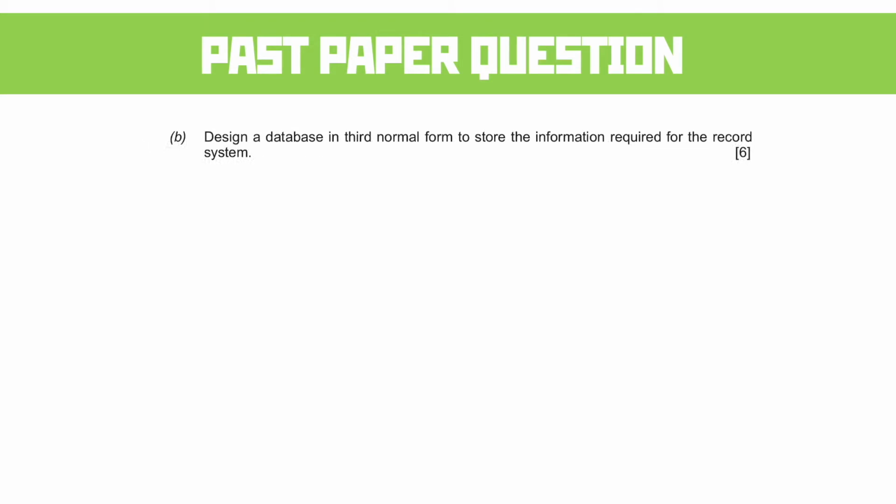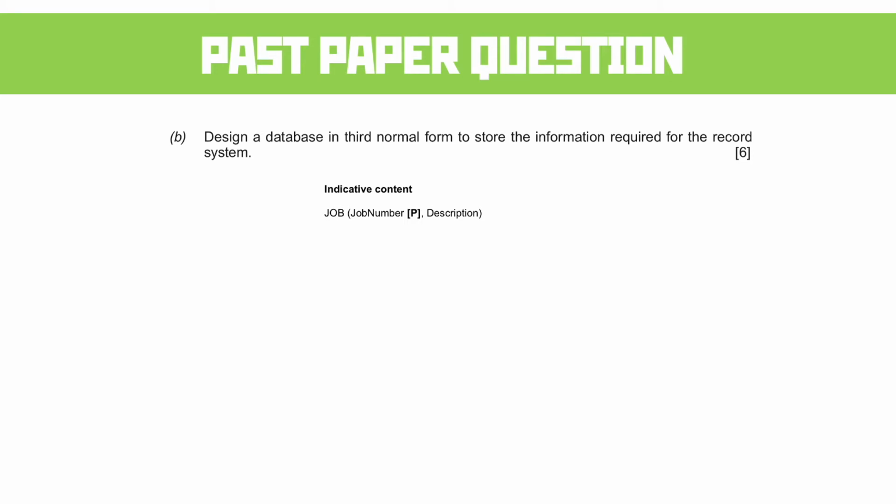Part B, design a database in third normal form, our favourite, to store the information required for the record system. Okay, well, let's have a think about this then. So what are they looking for? And this, by the way, is how you would write it in database notation. Database notation is a nice way of designing a database without having to write out the entire tables. The database name is given at the start in capital letters, and then in brackets are the fields. You would have to indicate what the primary key field is and what the foreign key fields are, but you could do those with underlines or overlines or just with little symbols as they've done here.